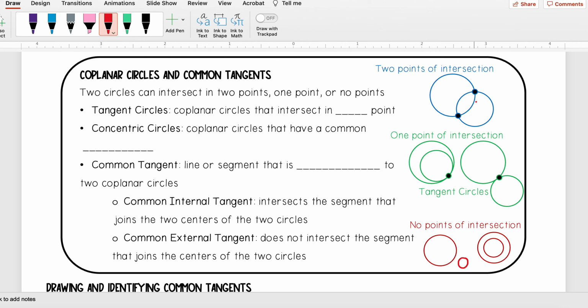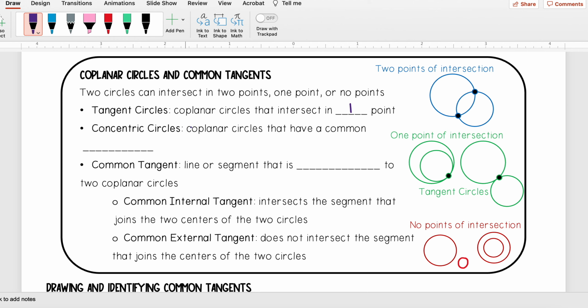So here we see two circles that intersect at 2 points. Here we see two examples of circles that intersect at only 1 point. And here we see two different examples where the circles have no points of intersection. And so we do have some different types of circles that come from this. First, tangent circles. Those are coplanar circles that intersect in 1 point. And so we see that here in green, those examples of circles that intersect at 1 point. So these again are called tangent circles.